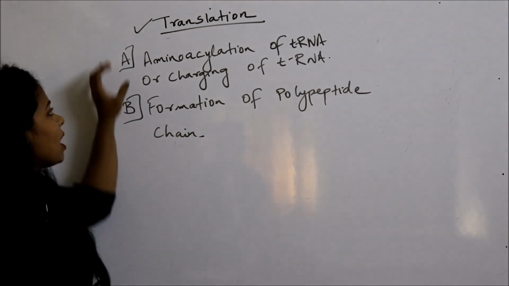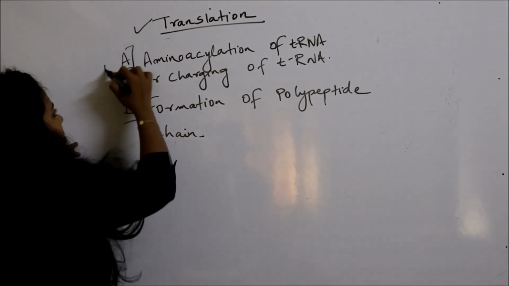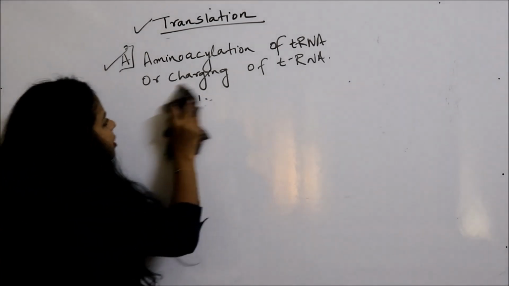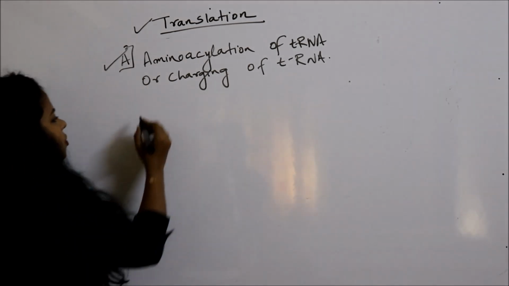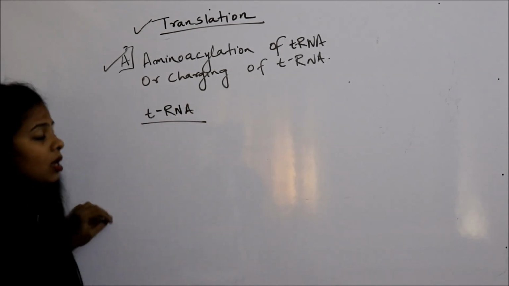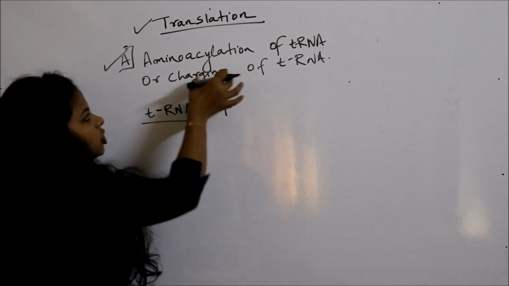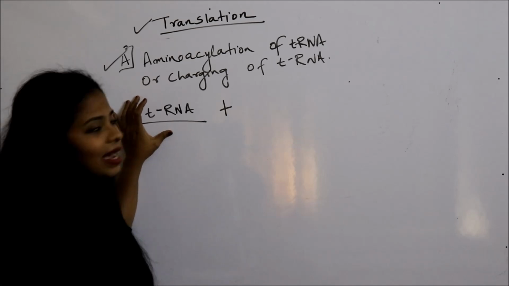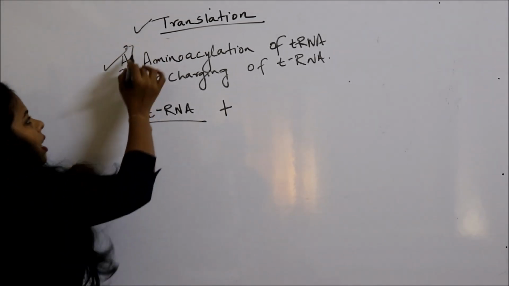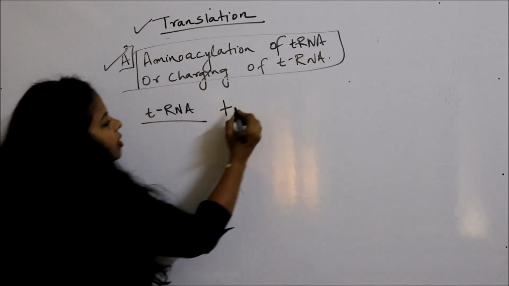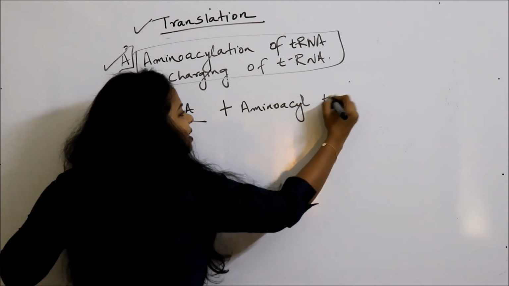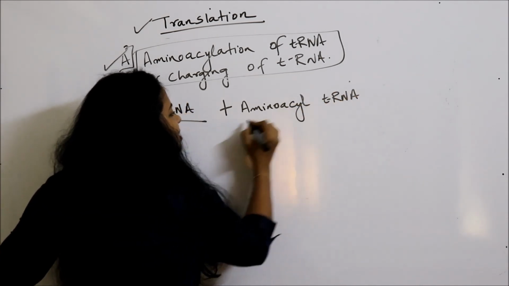So now we will start with the discussion of the first step, that is amino acylation of tRNA. So let us see what this step includes. Now here first you have empty tRNA. Now this tRNA has to be charged. So now what exactly happens here is the enzyme which is involved in this step. In this step the enzyme which is involved is amino acyl tRNA synthetase.